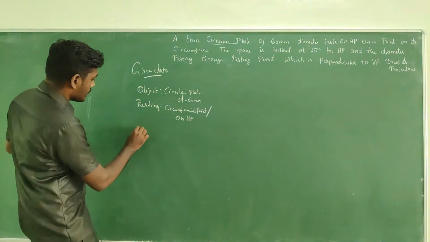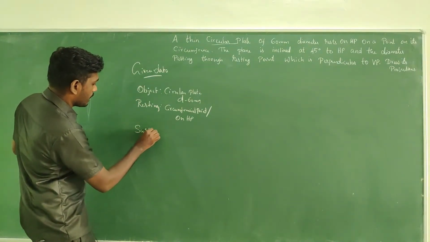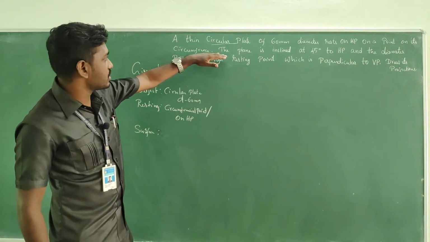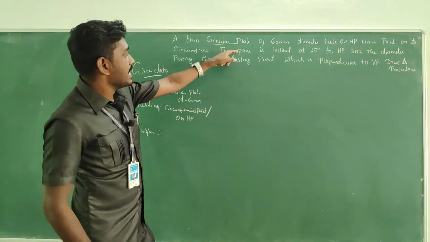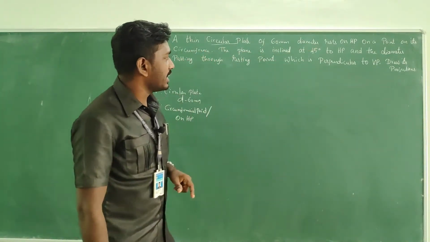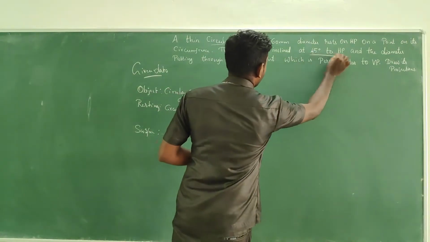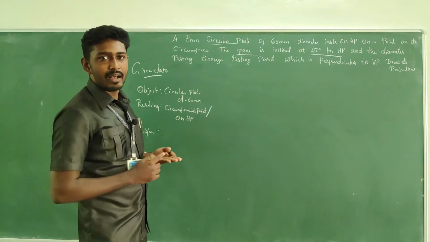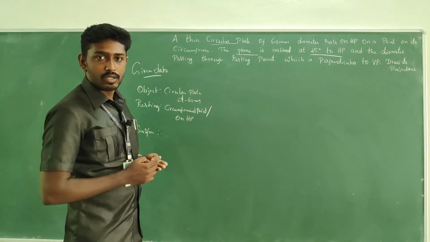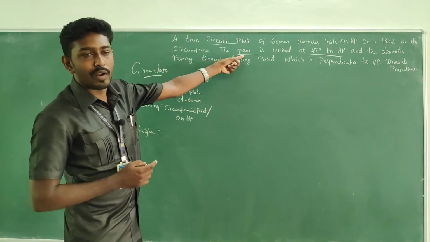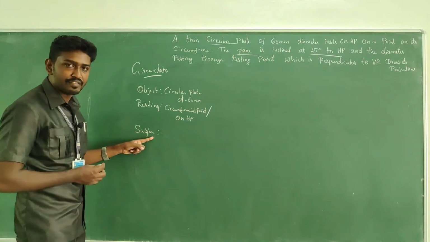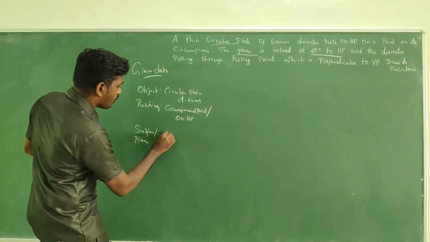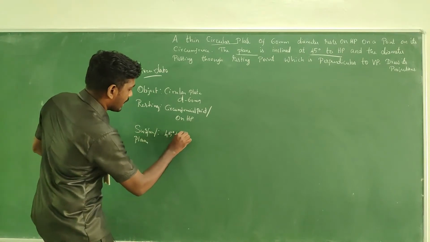And then surface inclination. What about the surface inclination? In the second line it is mentioned: the plane is inclined at 45 degree to HP. We know surface, other names are plane, lamina, plate, something like that. Am I right? So here it is given the plane is inclined, so they are talking about the surface inclination. Surface, other name plane, is inclined 45 degree to HP.